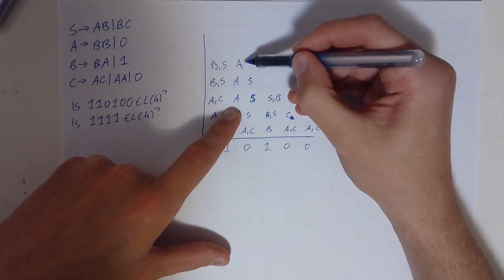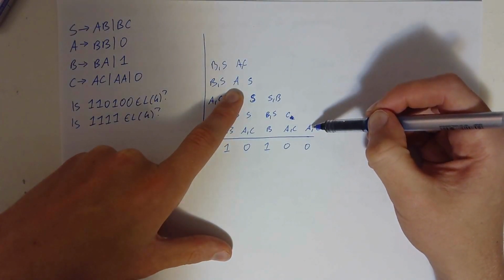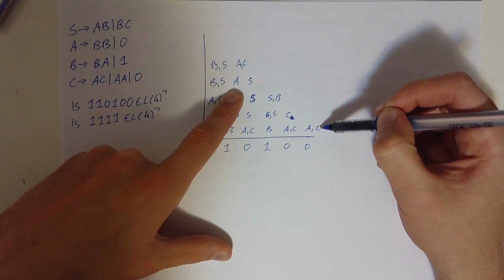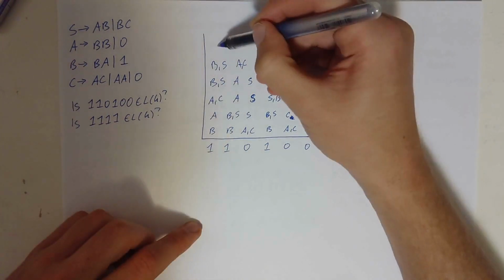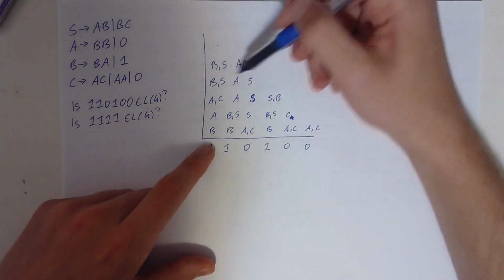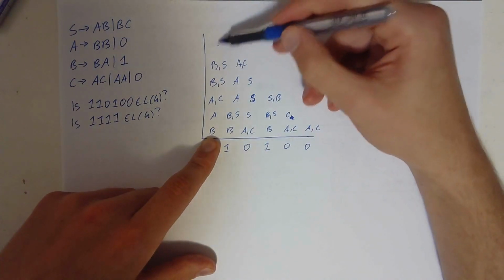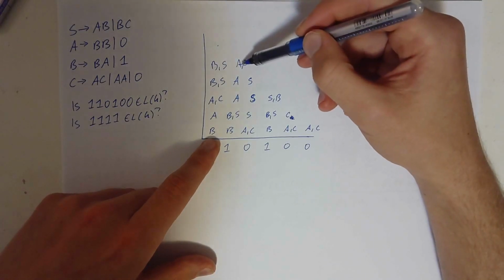Move on. AC can be produced by C. AA can be produced by C. We've already got that. AC can be produced by C. We've already got that. And so that's it. So now in the very last row, we have to compute all up this column and all down this diagonal, all in one go. Well, as soon as we've discovered S, we can halt, really.